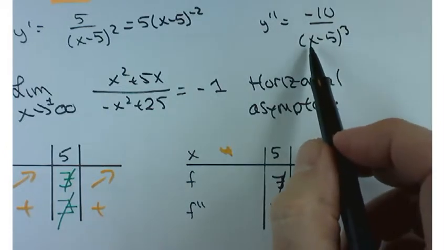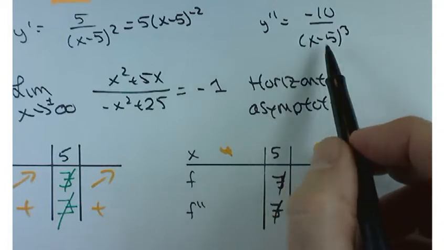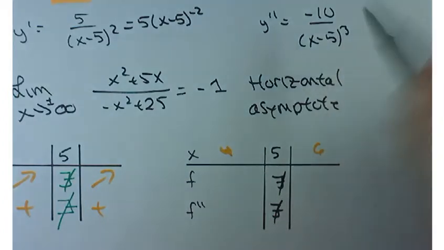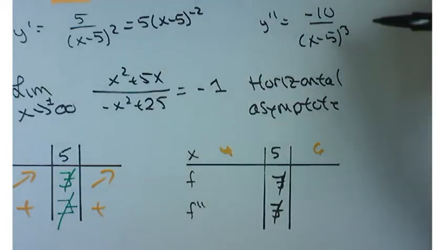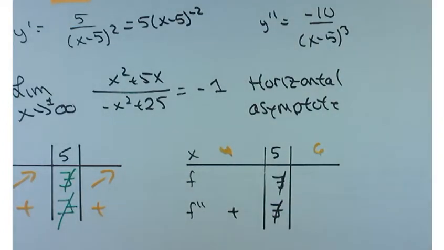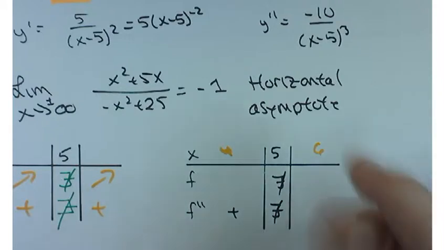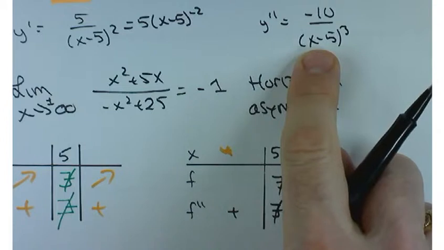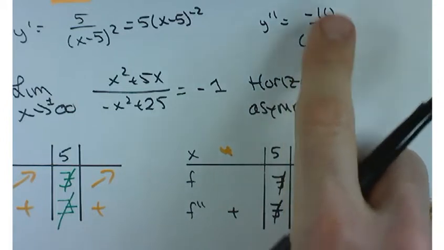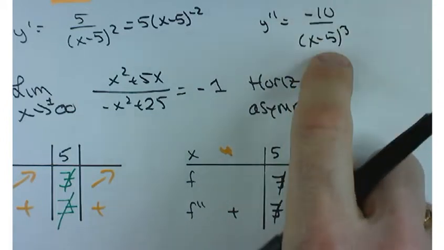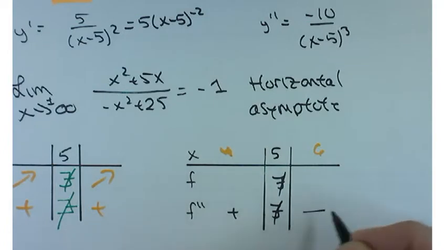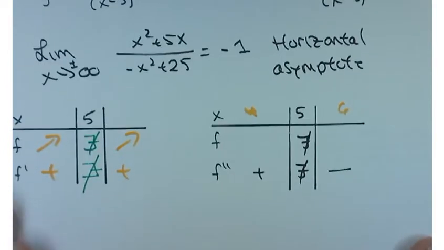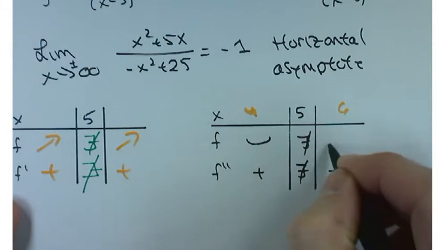If you put in a 4, 4 minus 5 is negative. Cubed is still negative. But a negative divided by a negative is positive. So it'd be positive here. How about 6? The denominator would be positive. The numerator is negative. Negative divided by a positive is negative. Concave up, concave down.